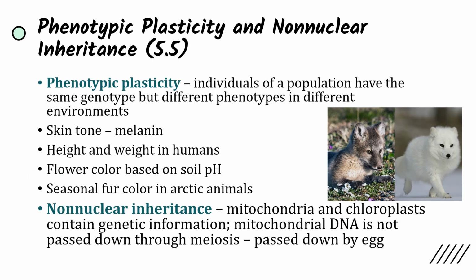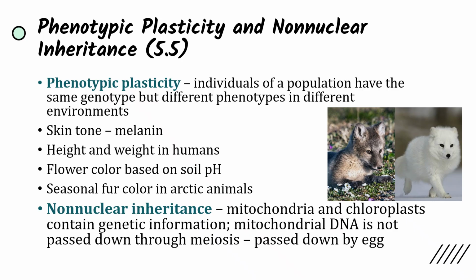Last up is phenotypic plasticity and non-nuclear inheritance. So genetic traits and phenotype can be affected not only by the genetics, but also by the environment, and phenotypic plasticity represents this. Individuals of a population that have the same genotype can have different phenotypes in different environments. We can see this with skin tone in humans. When you're tanning in the sun, even if you have an identical twin, but if they don't tan, then you're going to have a different outward appearance, even if your genetic information is exactly the same. You have the same exact genotype.